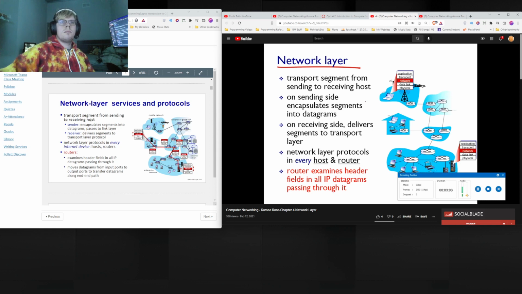Now on the sender side, it encapsulates the segments received from the transport layer and forms a datagram. And on the receiver side, it decapsulates the segment from the datagram and delivers the segments to the transport layer. The network layer protocol is everywhere, in the hosts and the routers.